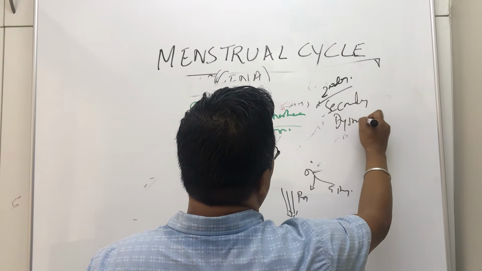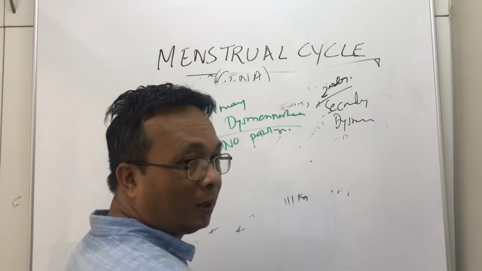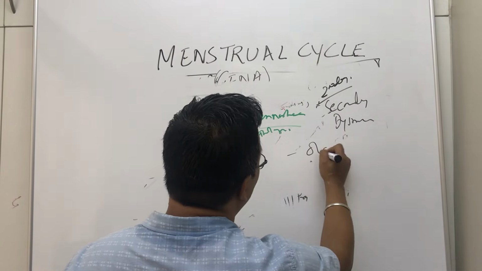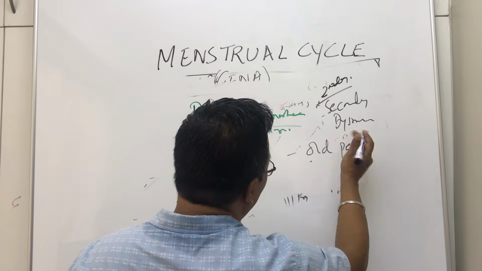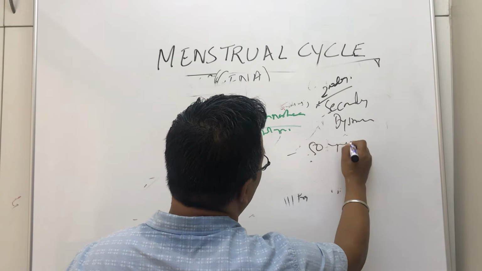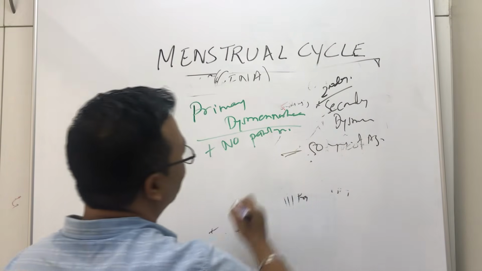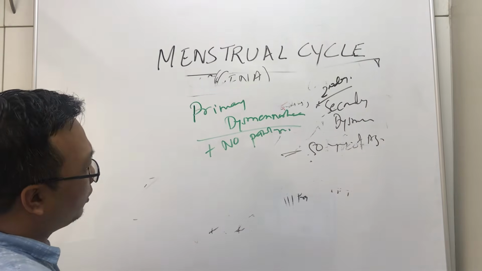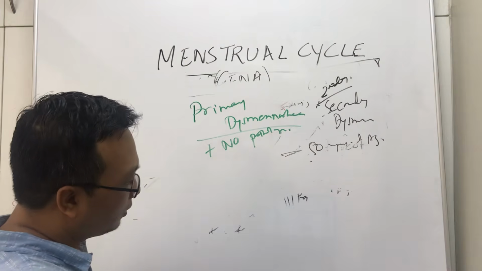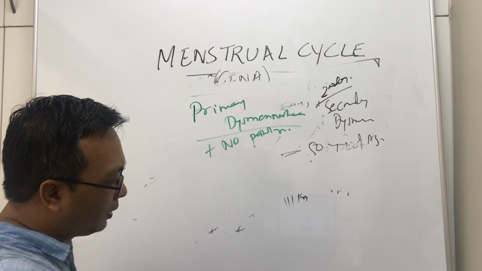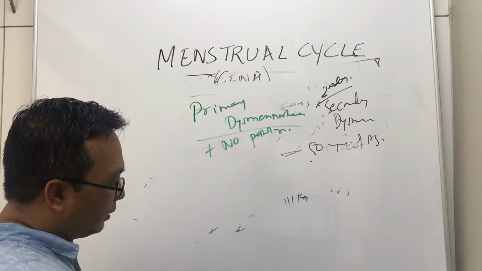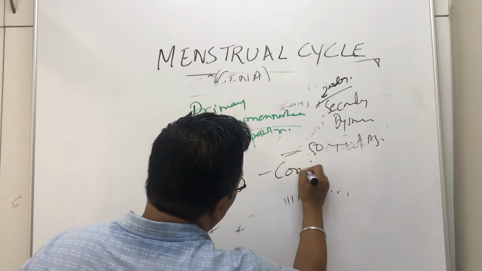dysmenorrhea. So secondary dysmenorrhea most commonly occurs at the other extreme, not in young people. It is most commonly found in older women, around 50 years of age. And in secondary dysmenorrhea, the pain is not spasmodic. It is a different type of pain. We call it a congestive pain.